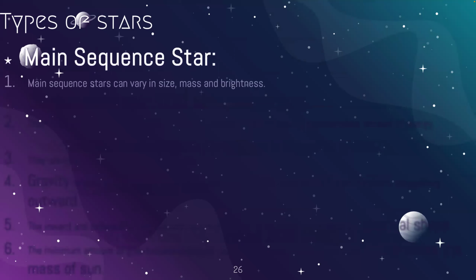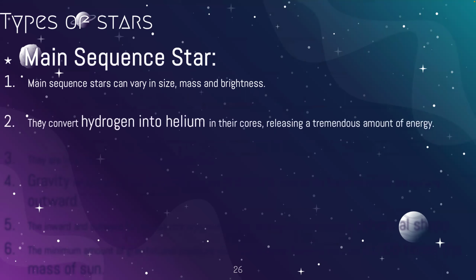Next comes the main sequence star. Main sequence stars can vary in size, mass, and brightness, decided by the nebula. They convert hydrogen into helium in their cores, releasing a tremendous amount of energy. So obviously, if you want hydrogen and hydrogen to fuse together, you need enough mass. If that star has enough mass, then the star will start to involve hydrogen in fusion. And as soon as hydrogen starts to fuse, it becomes the source of the energy which is released, which makes the star emit radiation outward in the form of light or heat.